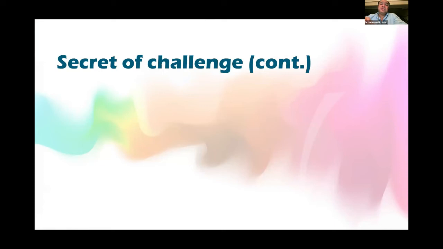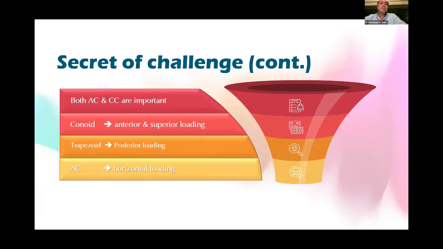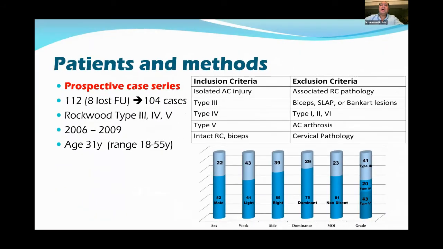The secret of the challenge of the acromioclavicular joint is that both ligaments are important. The conoid is important for anterior and superior loading. The trapezoid is important for posterior loading. And the acromioclavicular ligaments, although they have a limited role in stability, still have an important role in the horizontal loading. So here comes our hypothesis that the combined acromioclavicular and coracoclavicular reconstruction can lead to a satisfactory clinical and radiological outcome with less recurrence. And we proposed a trial, a prospective case series with more than 100 cases.